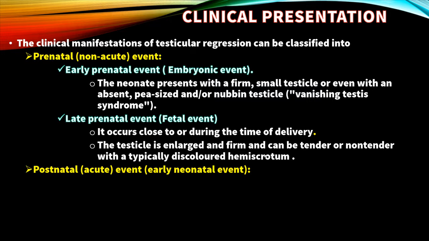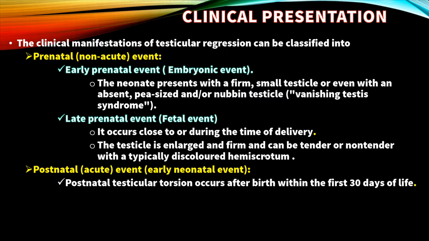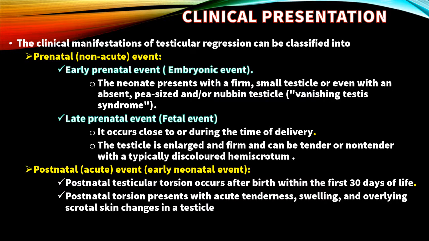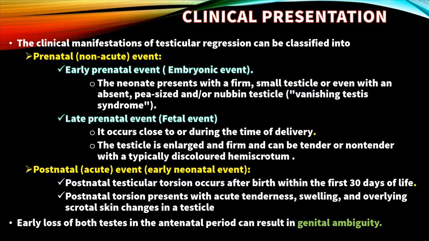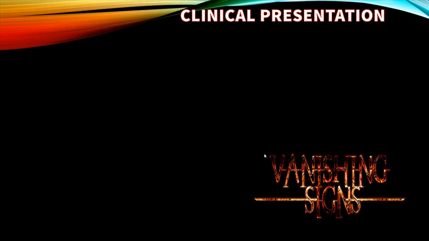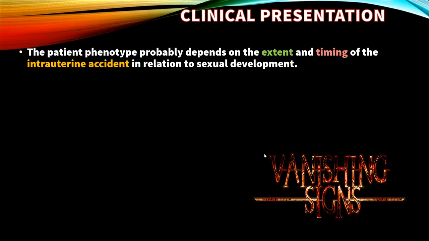Postnatal acute event, early neonatal event. Postnatal testicular torsion can occur after birth within the first 30 days of life. Postnatal torsion presents with acute tenderness, swelling, and overlying scrotal skin changes in a testicle. Early loss of both testes in the antenatal period can result in genital ambiguity. The patient phenotype probably depends on the extent and timing of the intrauterine accident in relation to sexual development.